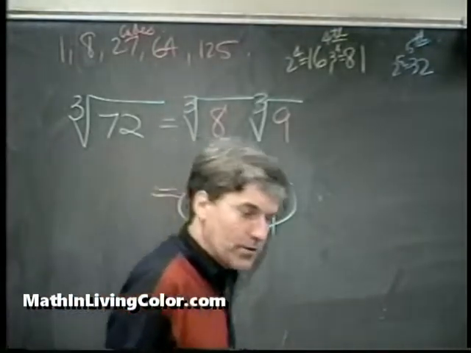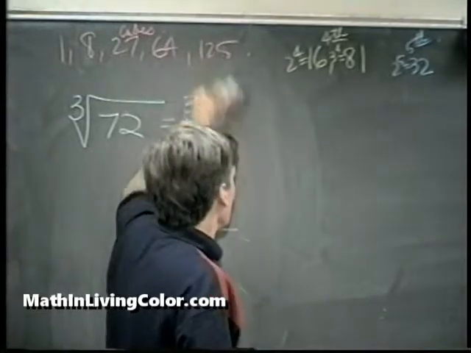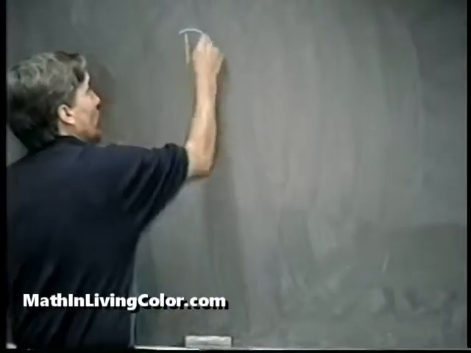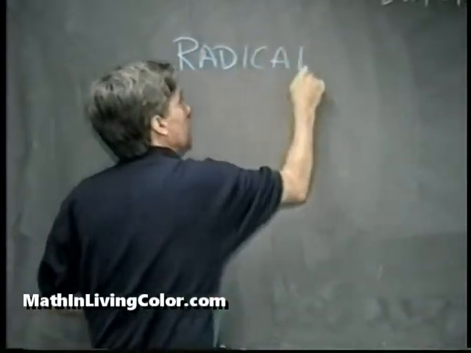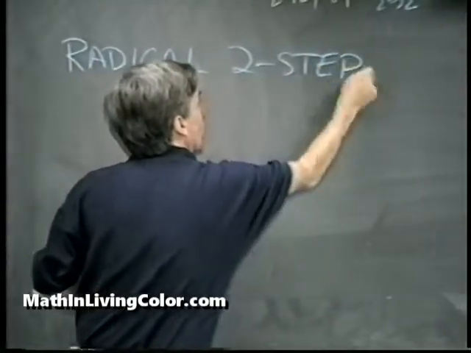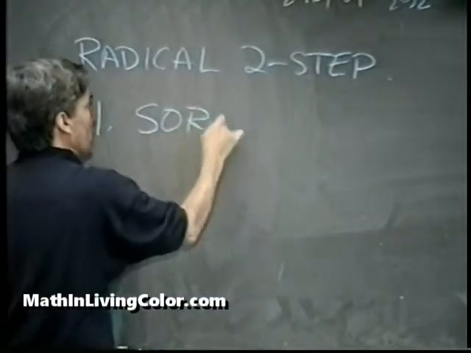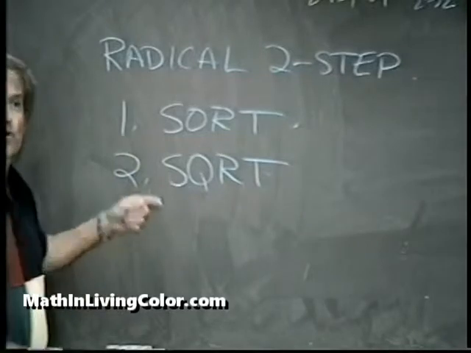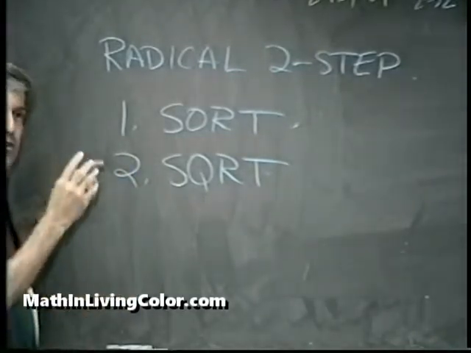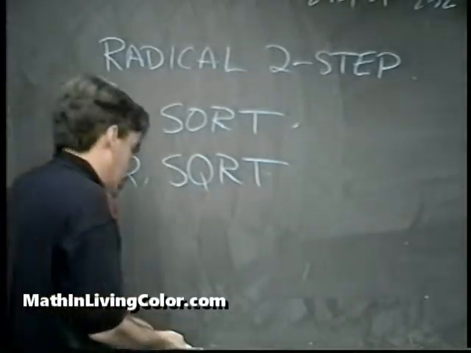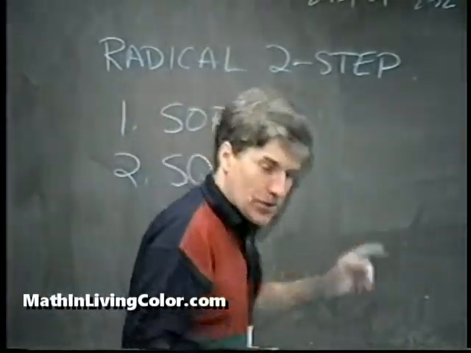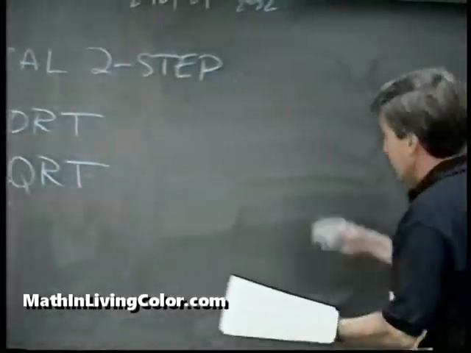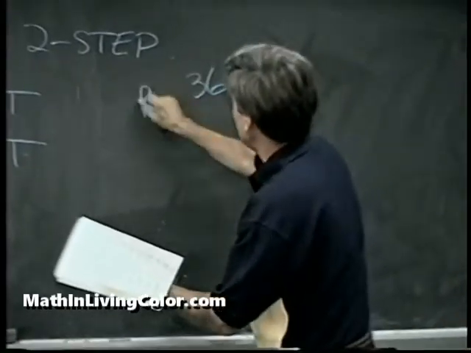All right, now, suppose the problem gets much more complicated. Then you always want to take 2 steps to do the problem. I call this the radical 2-step. The radical 2-step is where the first step we sort, and the second step we square root, or we cube root, or we fourth root, or whatever it is. But we don't do the roots in the first step. Make the first step always a sorting process. Now, as an example of that, let me take number 36. Number 36 on page 85.